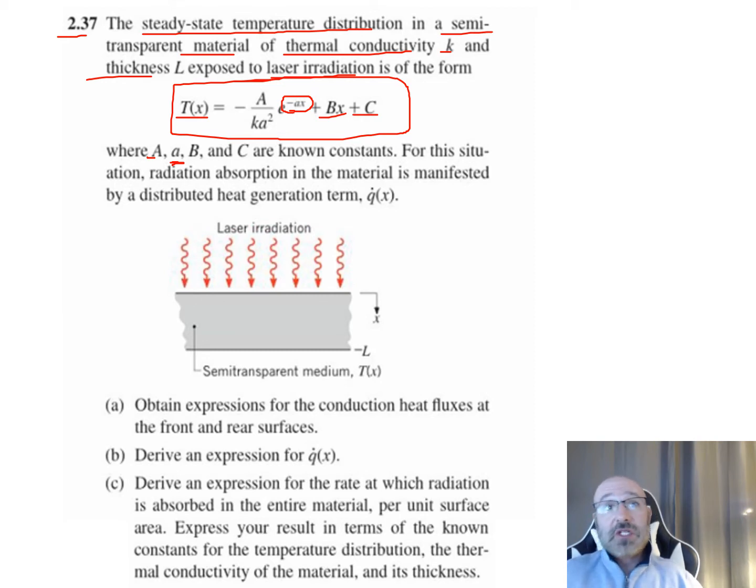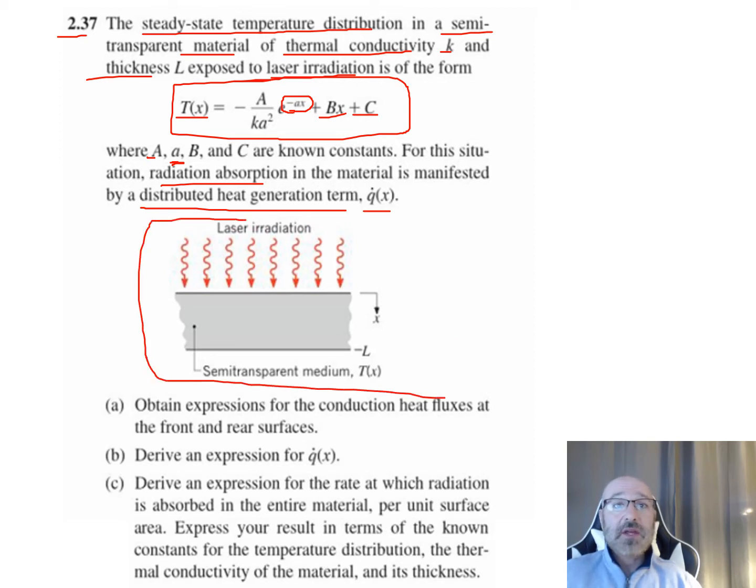Now for this situation, radiation absorption of the material is manifested by a distributed heat generation term, our Q dot of x. We have this given diagram where we can see our semi-transparent medium in light gray, with the laser irradiation coming down on the top surface, where x is equal to 0. We move down in the x direction until we get to this distance L, the thickness of the semi-transparent layer.